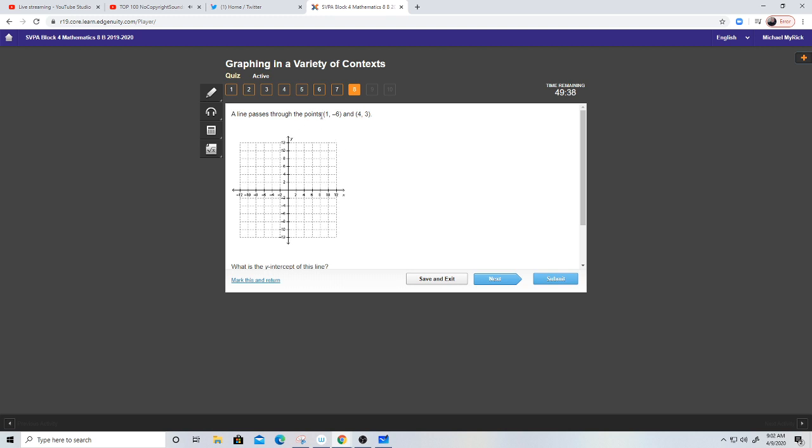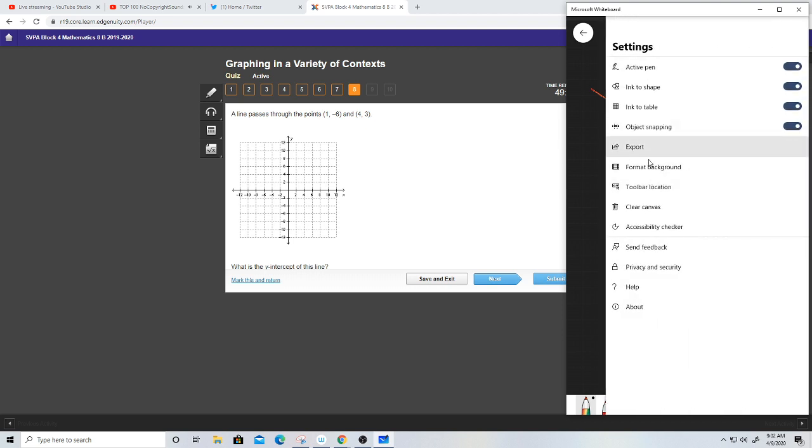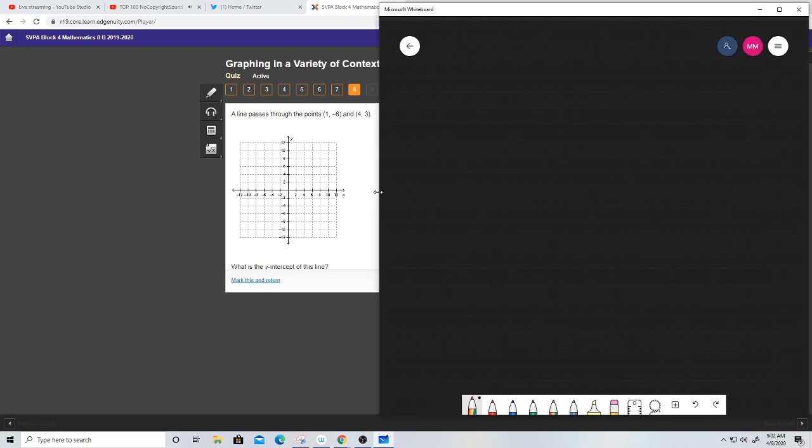Alright, a line passes through 1, negative 6, and 4, 3. What is the y-intercept of the line? Let's see if we can kind of eyeball it. Oh, they gave us a crazy graph. 1, negative 6 is here. 4, 3 is here. Not quite. Let's go ahead and graph this guy.